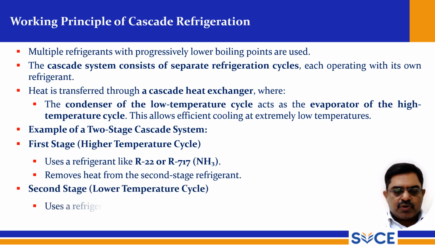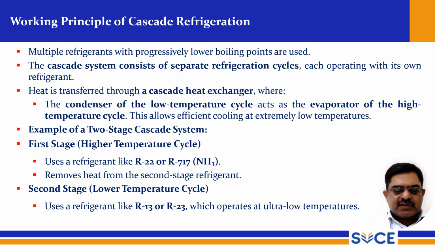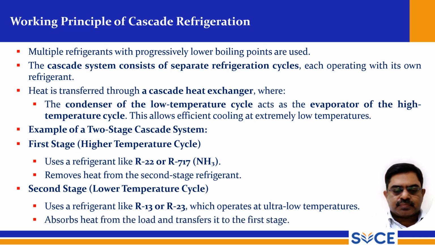So the second stage refrigerant is different. The second stage, the low temperature cycle, that is the LT cycle, uses a refrigerant like R13 or R23, which operates at ultra low temperatures, absorbs the heat from the load and transfers it to the first stage. So that is the second stage, and we have these two stages in a two-stage cascade system.